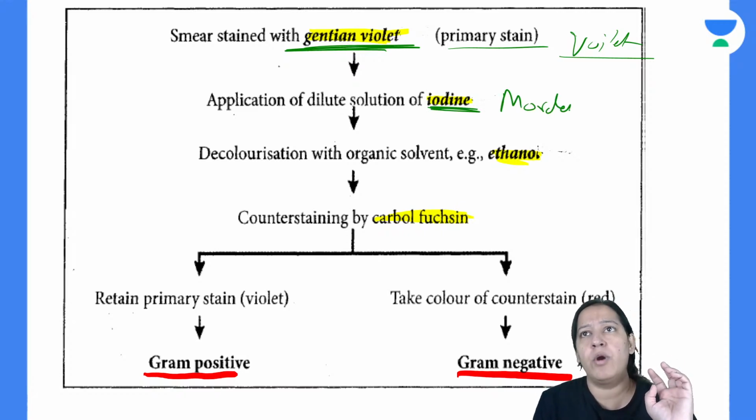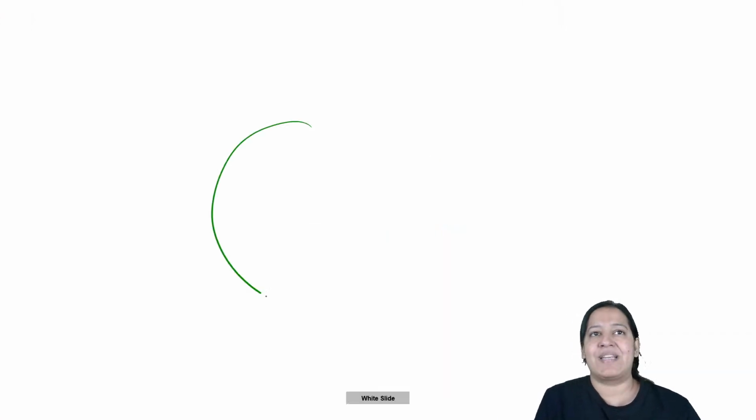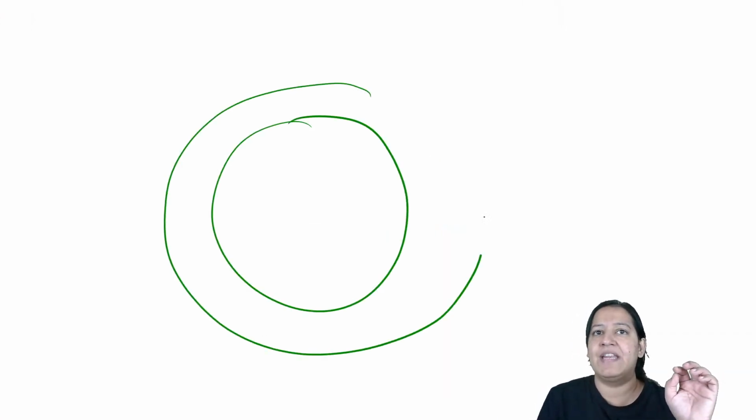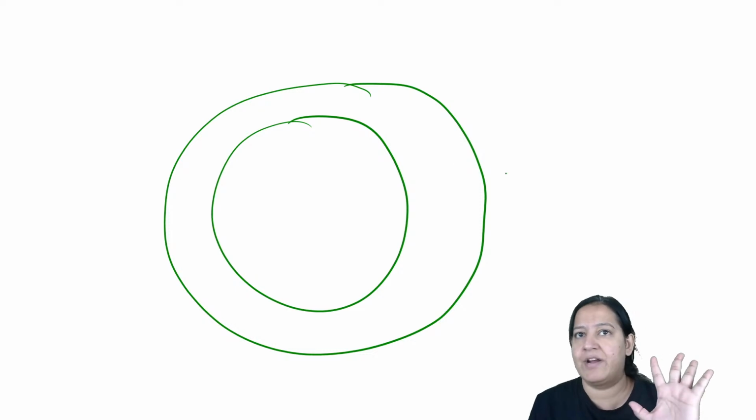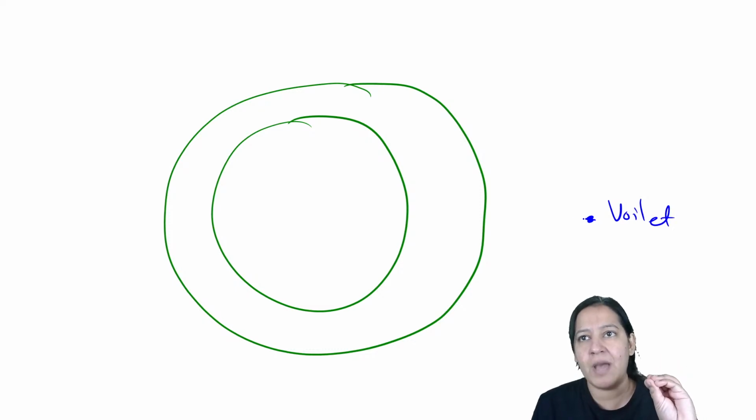Iodine is the mordant. What do you mean by mordant? So this is the bacteria. This is the cell wall of the bacteria, which is made up of peptidoglycan, right? And this is your blue stain, or violet stain. That is your primary stain. So the primary stain will go inside the bacteria.